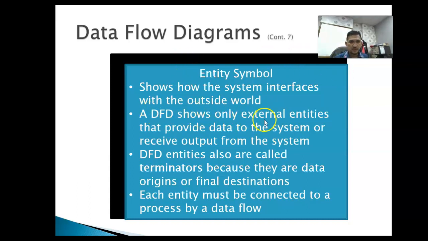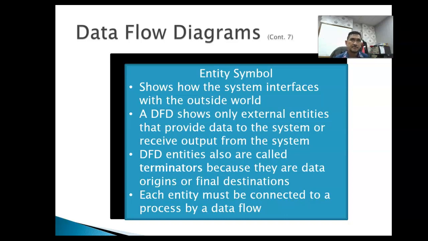A data flow diagram shows only external entities that provide data to the system or receive output from the system. DFD entities are also called terminators because they are data origins and final destinations.